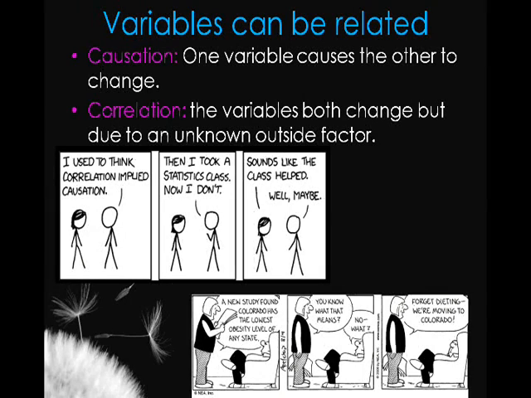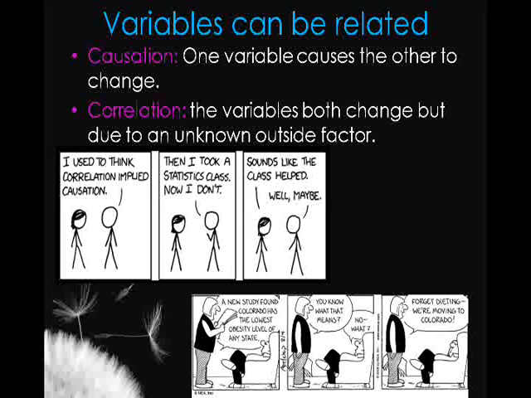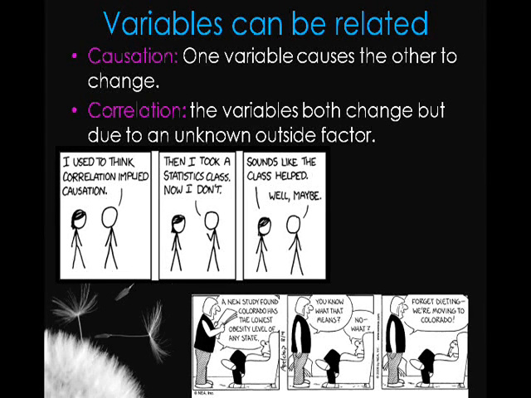Variables can also be related, but there's a very big difference between causation and correlation. Causation is when one variable directly causes the other to change. Correlation is when both variables are changing, but it could be due to an unknown outside factor. It is very difficult to prove causation when doing an experiment. Oftentimes, scientists just prove correlation, that something is affecting these variables, but it might be an outside source.